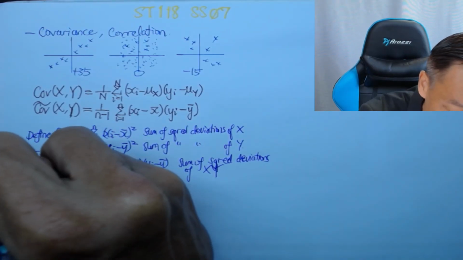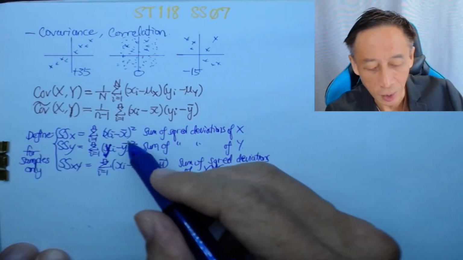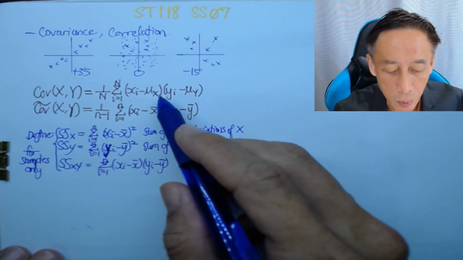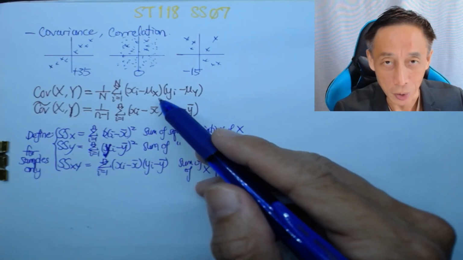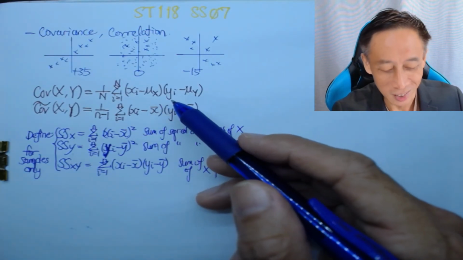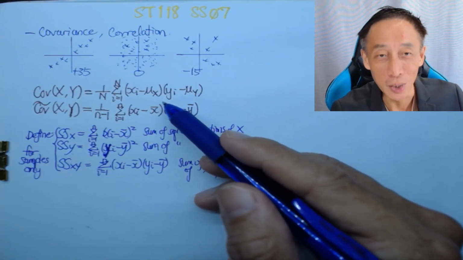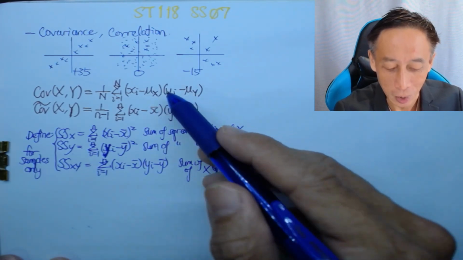Okay, so they make sense only for the sample. We will never define anything that is XY minus mu x, because that's the ultimate, right? Because we're trying to study the population. That's the goal. There's no need to keep repeating the use of mu x, mu y.